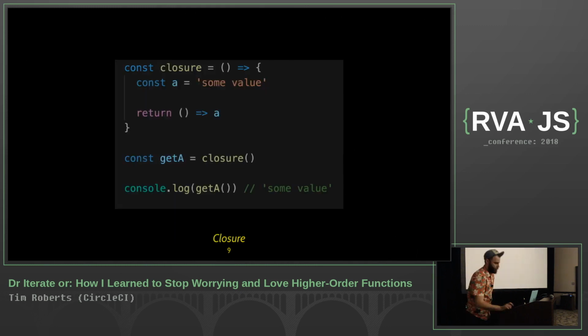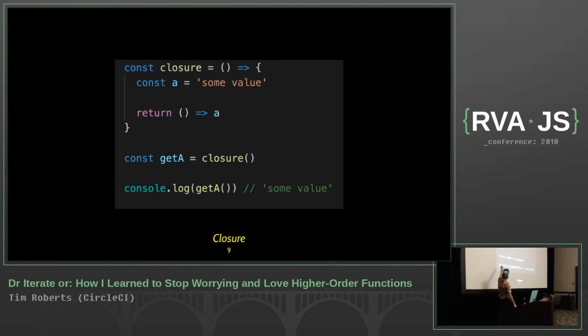Except this idea of closure, right? So closure is this way to create scope with its accompanying scope. So I have this function called closure. It creates some value inside of its scope. But look at what it returns. It returns some function that will return to me the value A.